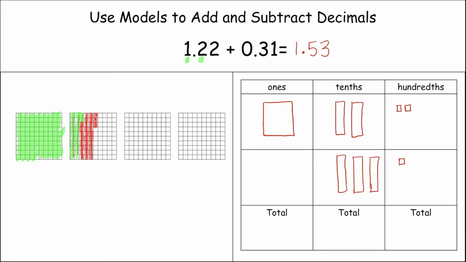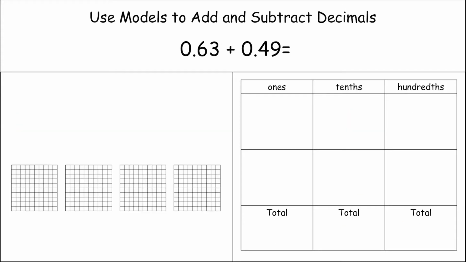How many hundredths do I have? 1, 2, 3. I have 3/100ths. How many tenths? 1, 2, 3, 4, 5. I have 5/10ths. And put my decimal point down. And I have 1, 1. 1 and 53 hundredths. We get the same answer. Right? Let's take a look at the next one.